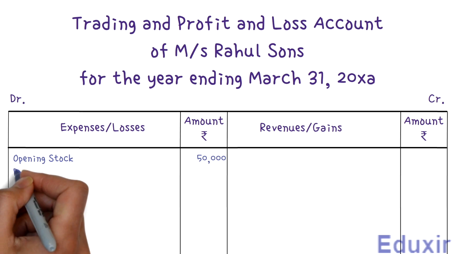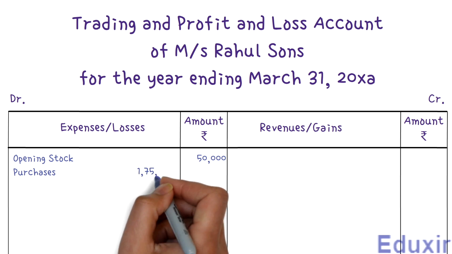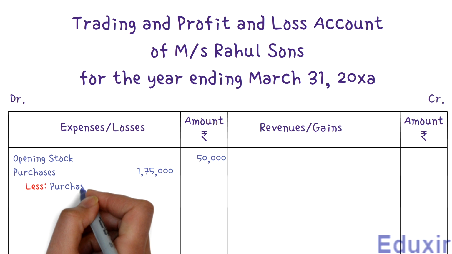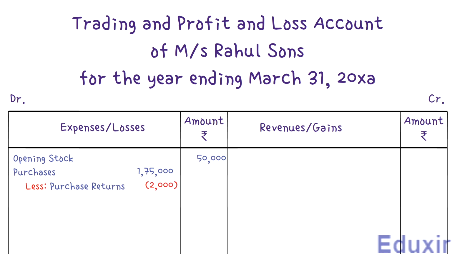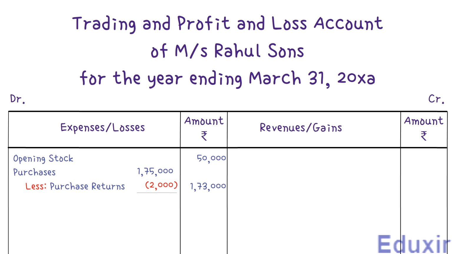So let's write purchases in the trading account and the corresponding amount of 1,75,000 rupees. Now from the purchases, we have to subtract the purchase returns. So let's lessen the purchase returns from the purchases. The corresponding purchase returns amount is 2,000 rupees. Now from 1,75,000 rupees, if we subtract 2,000 rupees, we get 1,73,000 rupees. We write this amount in the amount column.